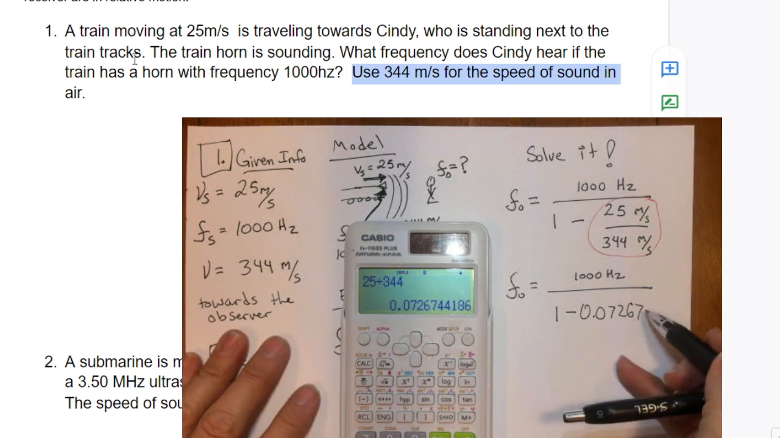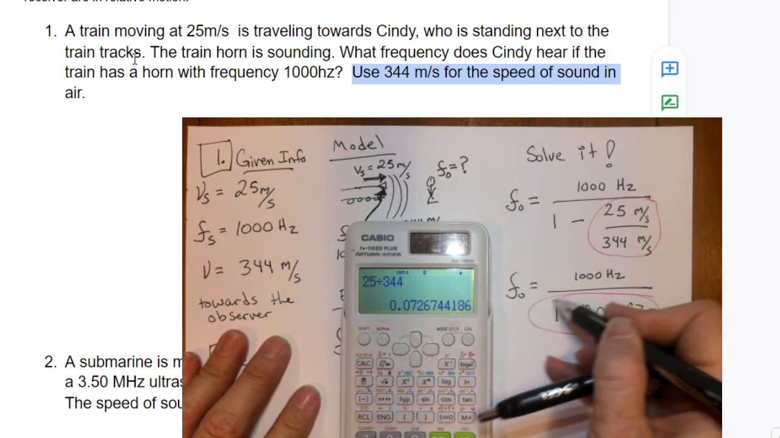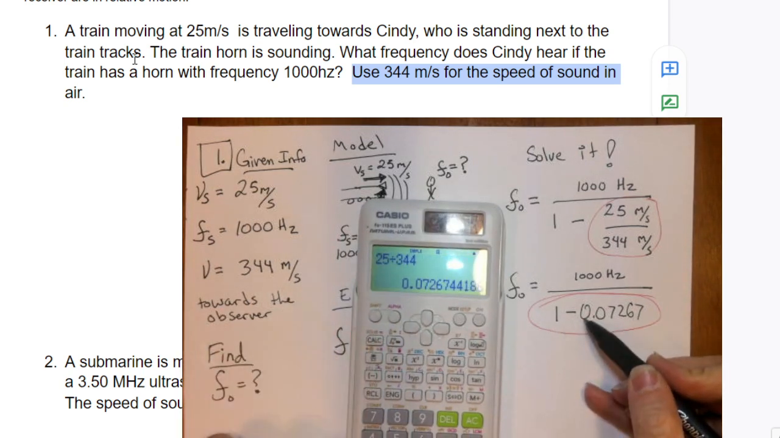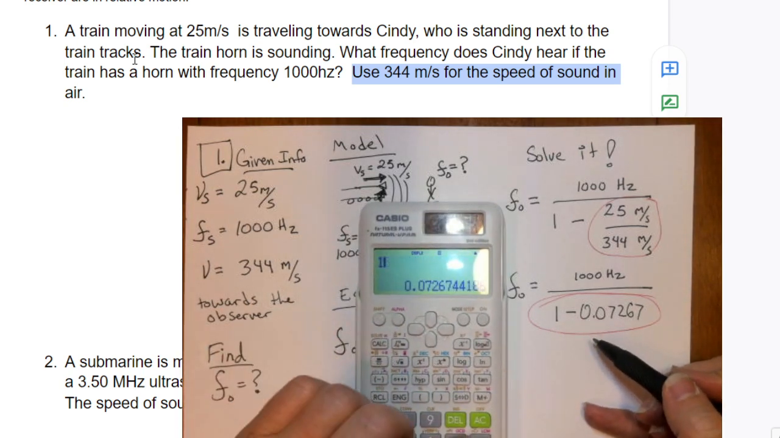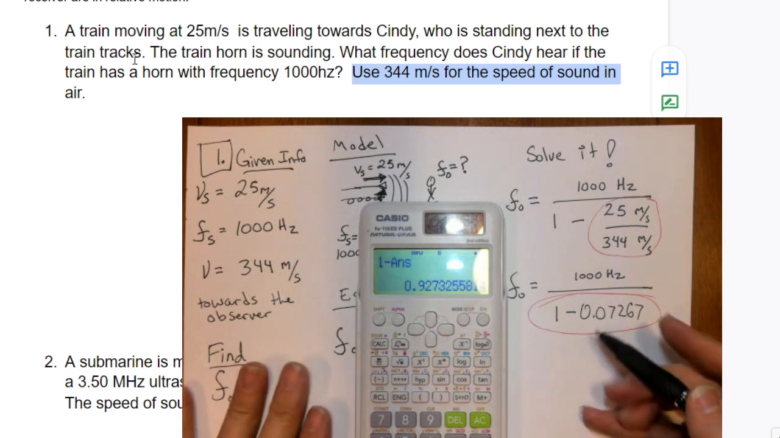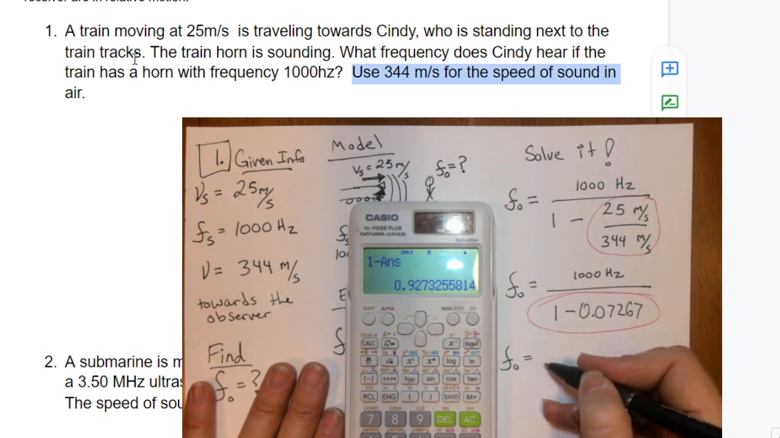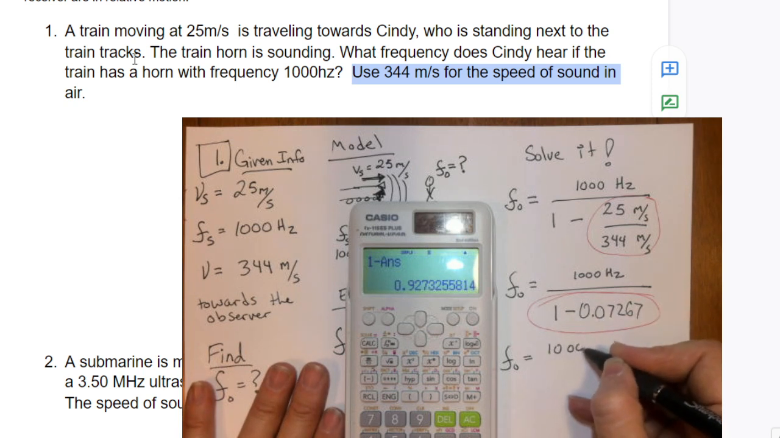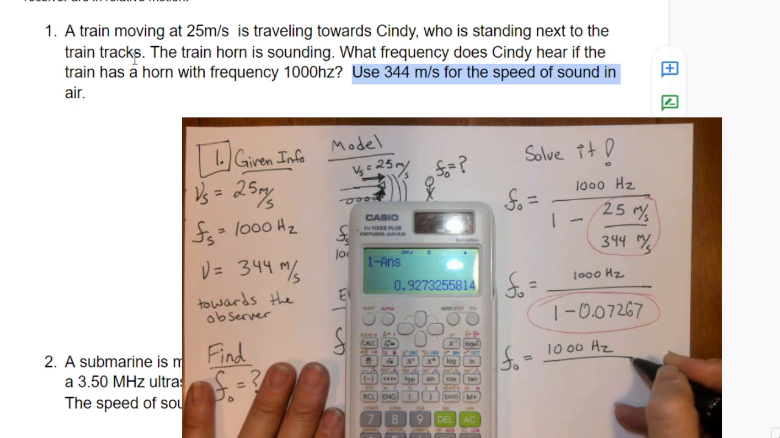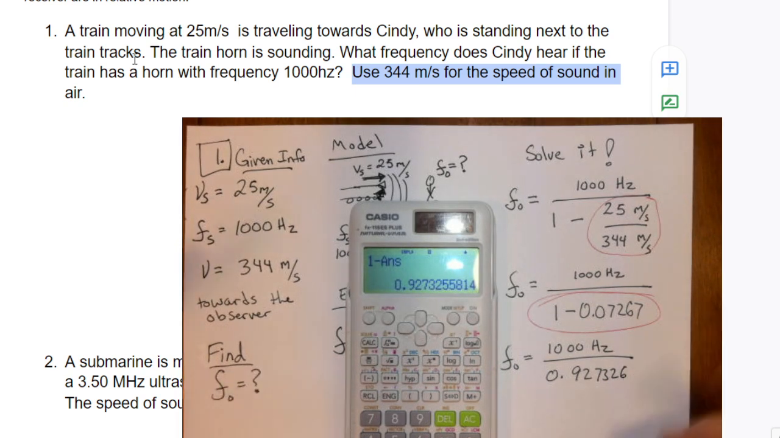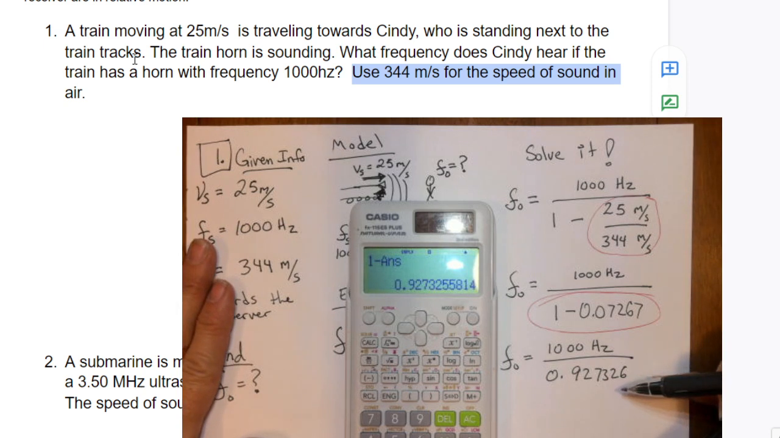The second step in the order of operations is the subtraction in the denominator. So 1 minus that previous answer, and I get the frequency observed equals 1,000 hertz divided by 0.92732 something something. I'm going to round it off there, but there's something I forgot to say.